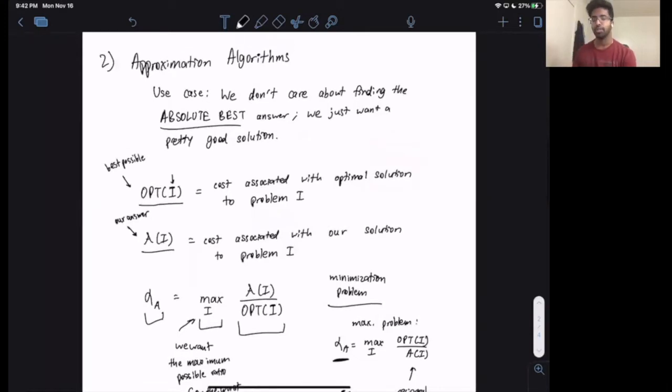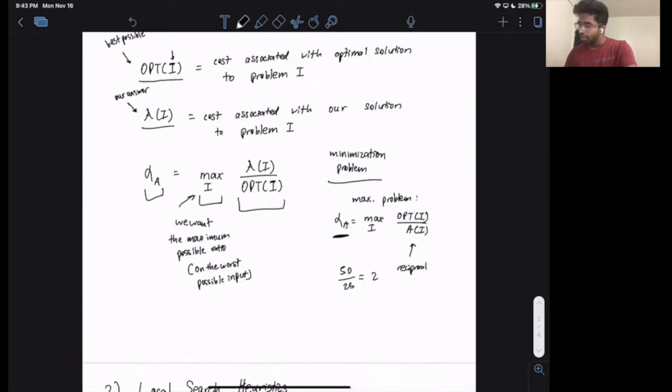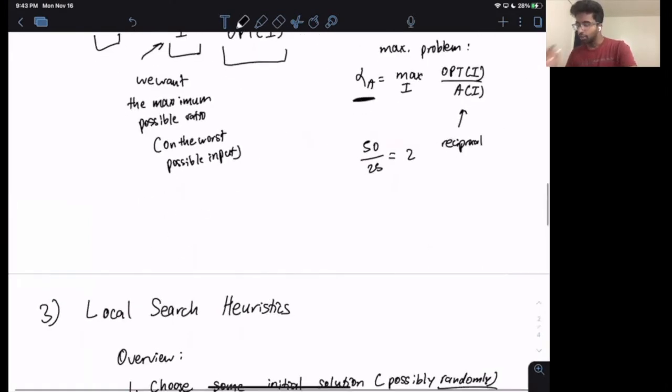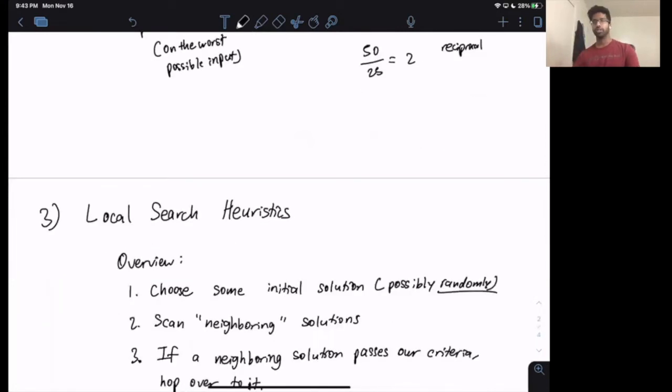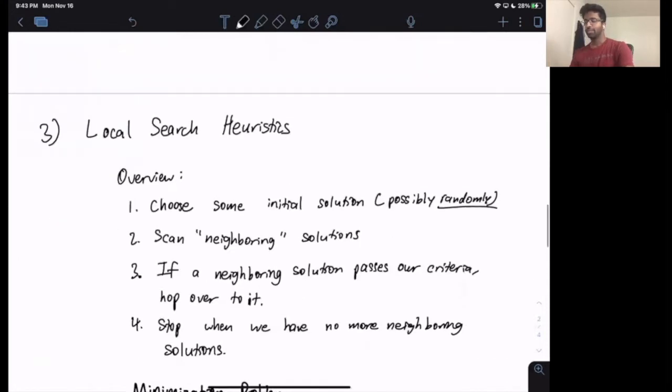That's the gist of approximation algorithms, where we don't care about finding the absolute best answer. And we're going to be covering one example problem using approximation algorithms. But anyway, moving forward, the last approach that we have is called local search heuristics. The overview for local search heuristics is that the first step is to choose some initial, kind of random solution, right? So for a minimization problem, for example, let's just choose some solution. We don't know whether it's good or not. We just arbitrarily chose it, right?